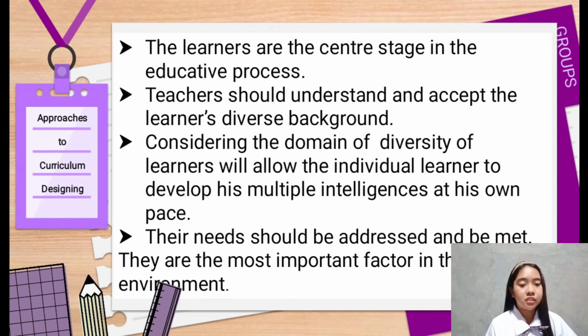Hence, teachers should understand and accept the learner's diverse background. Each one of them is a unique individual. Considering the diversity of learners will allow the individual learner to develop his multiple intelligences at his own pace, wherein their needs should be addressed and met because they are the most important factor in the learning environment.